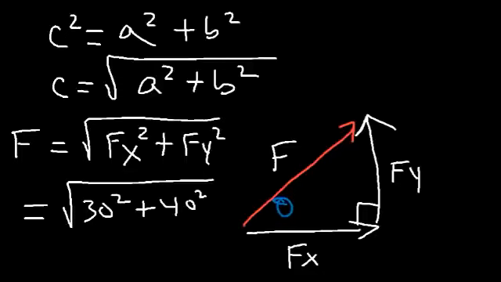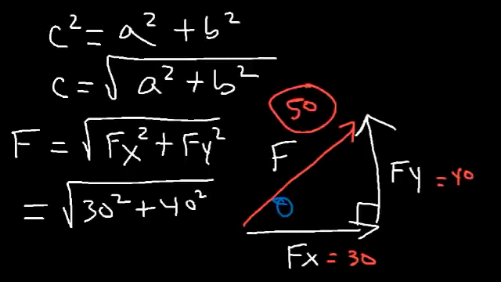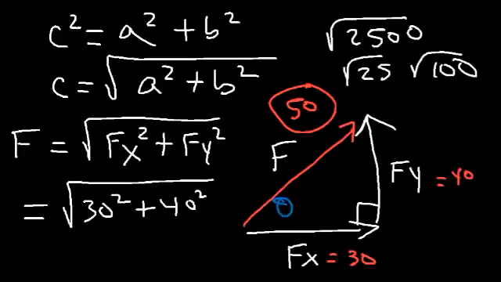Now, there are special triangles to know, like the 3, 4, 5 triangle, the 5, 12, 13 triangle, the 8, 15, 17, and the 7, 24, 25. So, if this is 30, and if this is 40, the hypotenuse must be 50. It's based on the 3, 4, 5 triangle. 30 squared is 900, 40 squared is 1600. When you add them, you get 2500. And if you wish to take the square root of 2500, separate it into 25 times 100. The square root of 25 is 5, the square root of 100 is 10, and so you get 50.